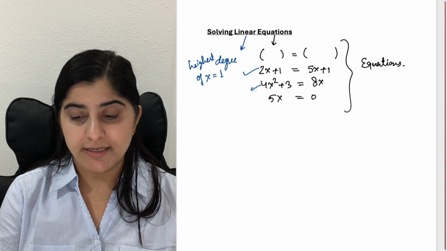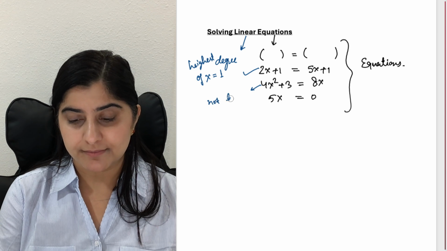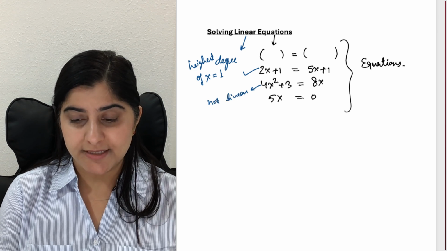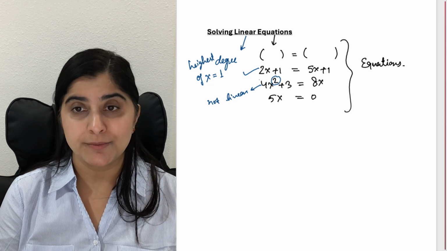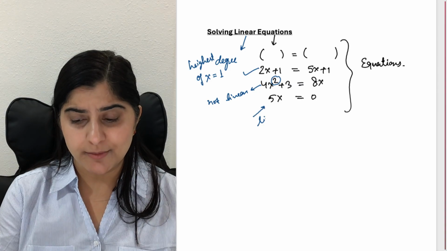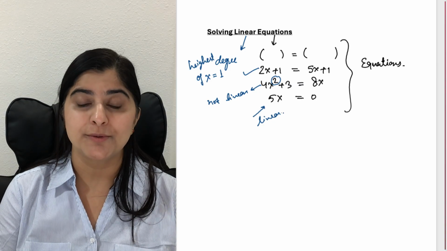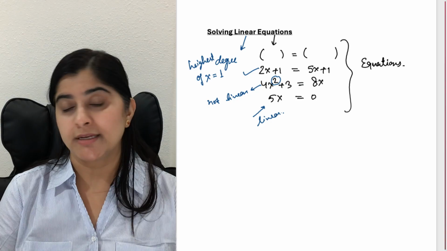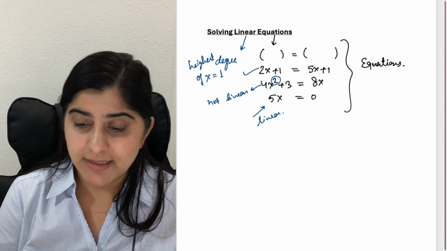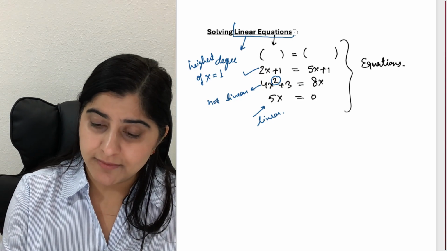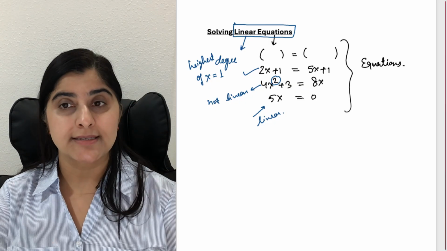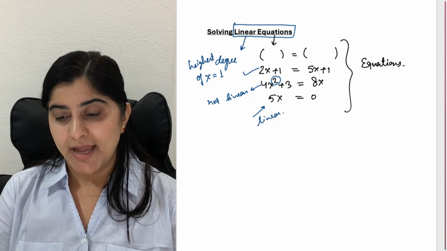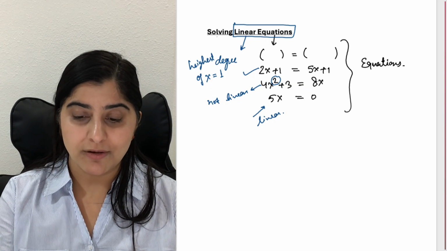This is not a linear equation because the highest degree of the variable is 2. This is also a linear equation because the highest degree of the variable is 1. So today we will only learn about linear equations where the highest degree of x is just 1. And we are going to learn how to solve them.